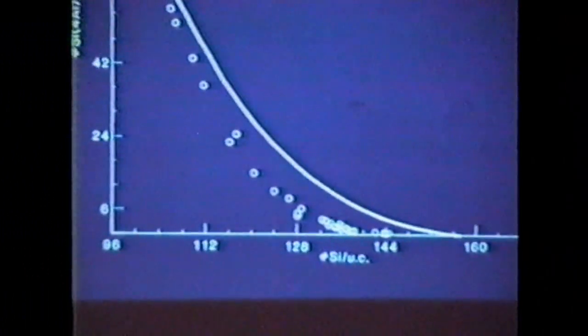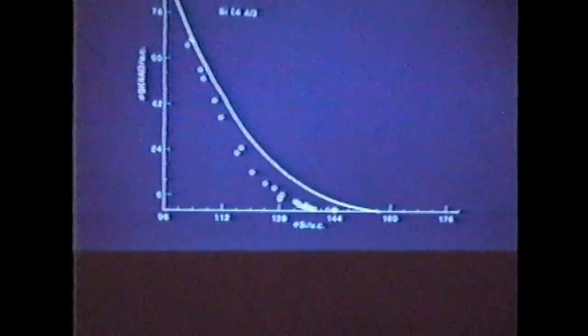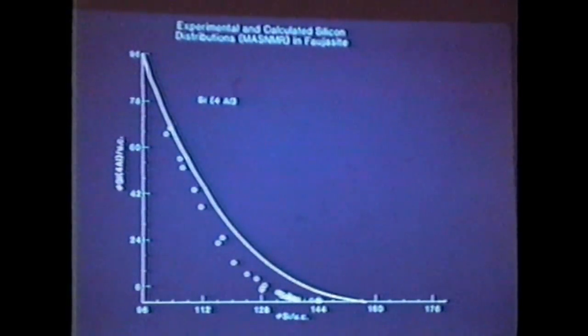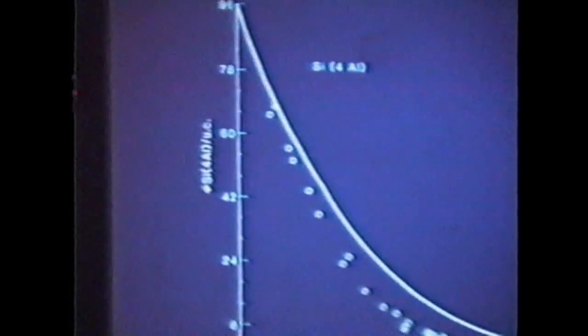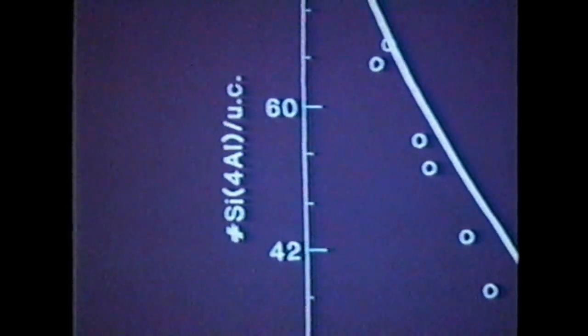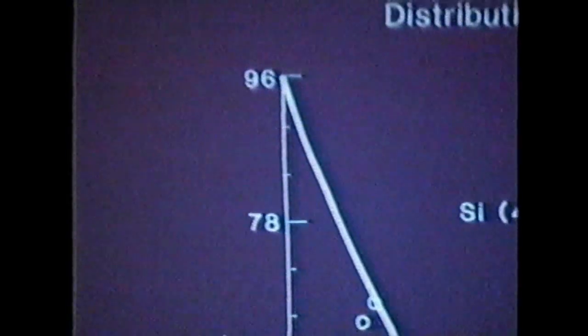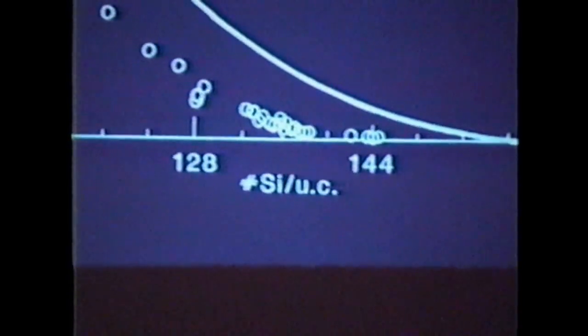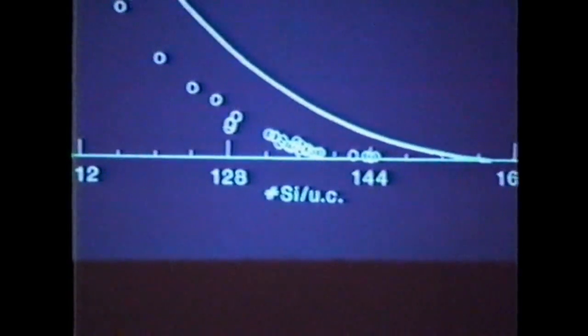If you do that, you get that solid curve. This is the curve for a silicon attached to 4 aluminums. As the number of silicons per unit cell increases, there's 192 total atoms in a unit cell, the number of silicons attached to 4 aluminums decreases. And in fact, it decreases faster. The data points are experimental data points, which are taken from the literature. About a third of them were determined in our laboratory.